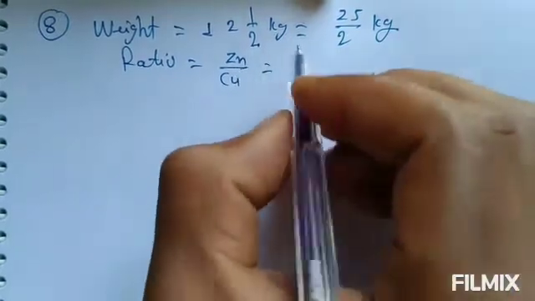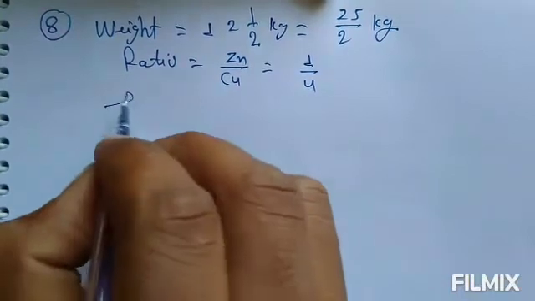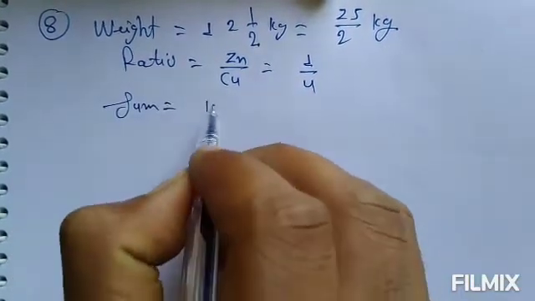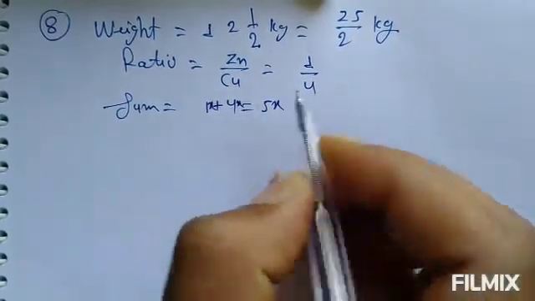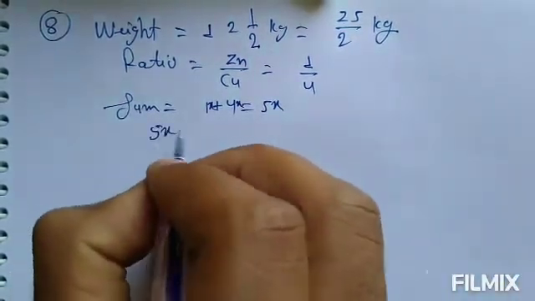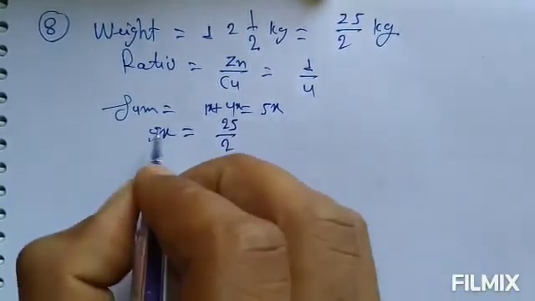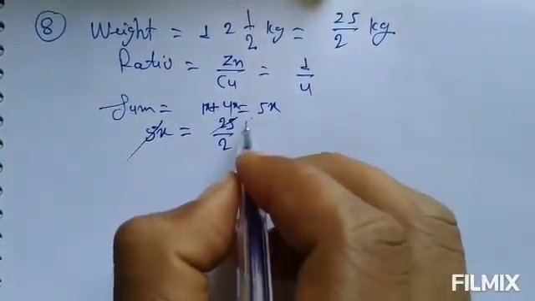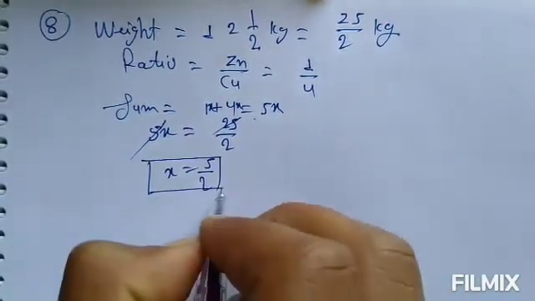And then zinc is 1/4. So sum, 1 plus 4 equal to 5x, means 1x plus 4x equal to 5x. This 5x is equal to 25/2. Then the value of x will be 5/2. This is the value of x.